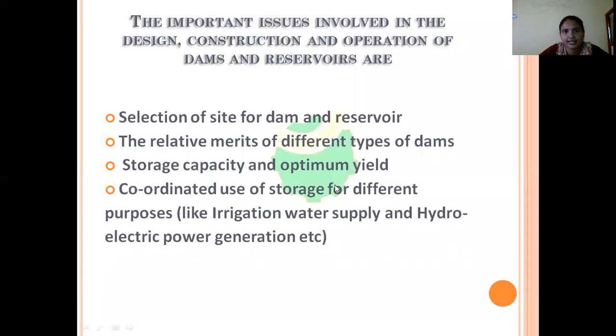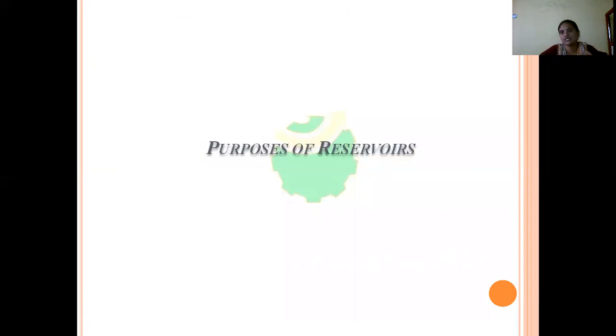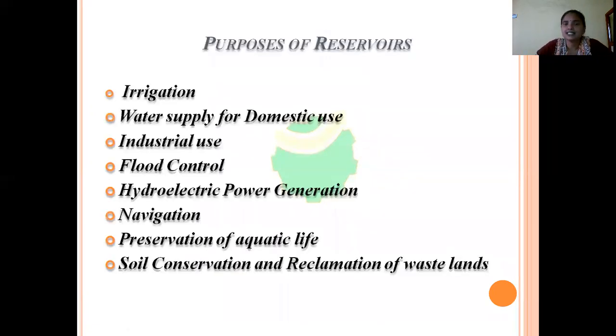Okay. Next, the issues discussed in this chapter are selection of site for dam and reservoir, the relative merits of different types of dams, storage capacity, and purposes of dams and reservoirs. Now we will discuss the purposes of reservoirs. So the major purpose of reservoirs is irrigation.